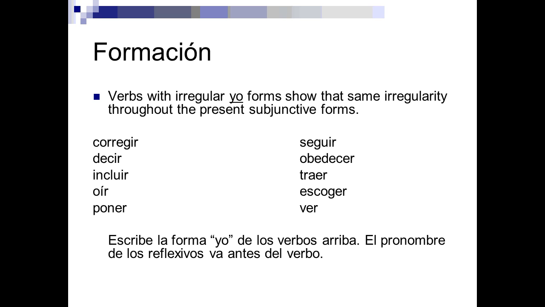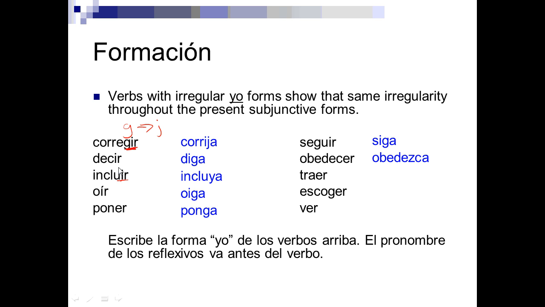The first one, corregir, if you remember in the present tense, it's a GIR, so the G changes to a J, correct? Because we're taking this from the present tense. So it's corrija. Decir, diga. Incluir, incluya. Okay, this one's a UIR. Oír, oiga. Poner, ponga. Seguir, siga. Obedecer, obedezca. Okay, so that one's a CER. Traer, traiga. Escoger, escoja. GER. Y ver, vea.